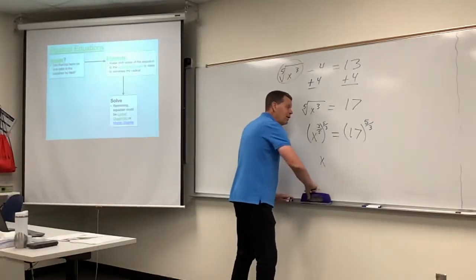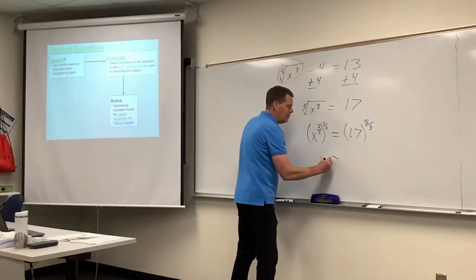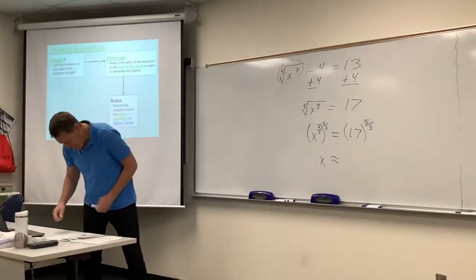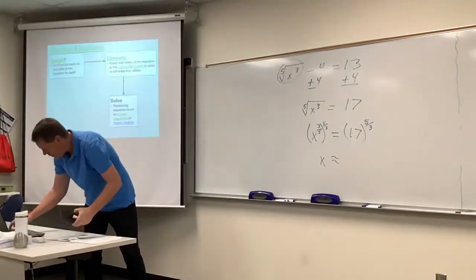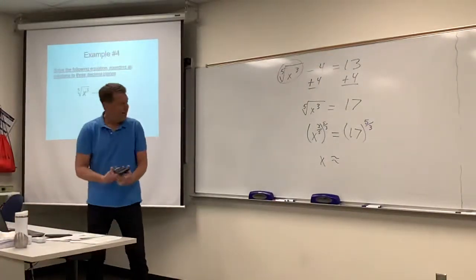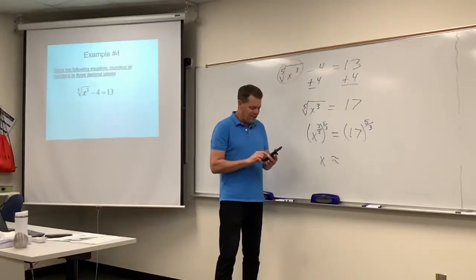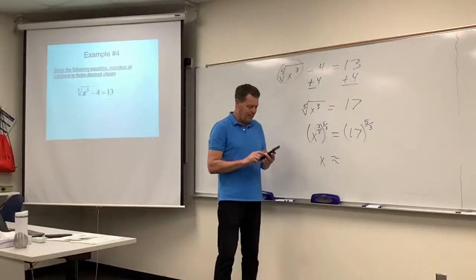And then it's a matter of putting that in a calculator. And I'm thinking it's going to be approximate. That's why I put that approximate symbol there. And it's just a matter now of grabbing the calculator and asking it what that number to the 5 over 3 power is. I'm putting parentheses 17 raised to the parentheses 5 divided by 3.